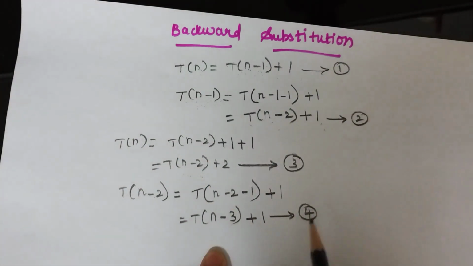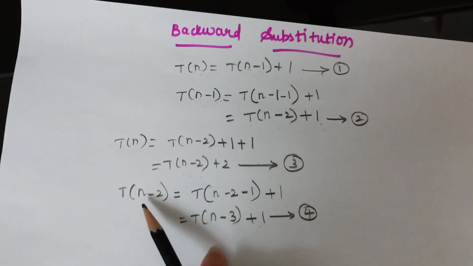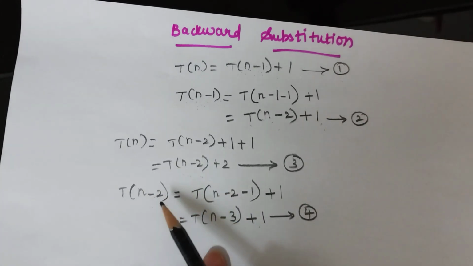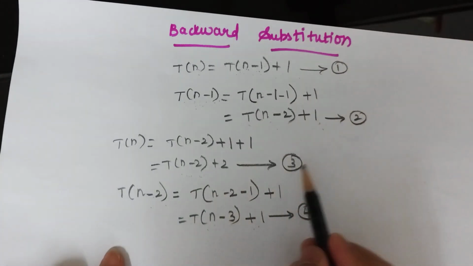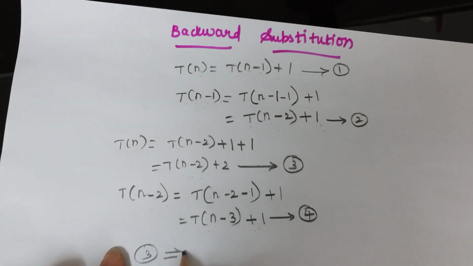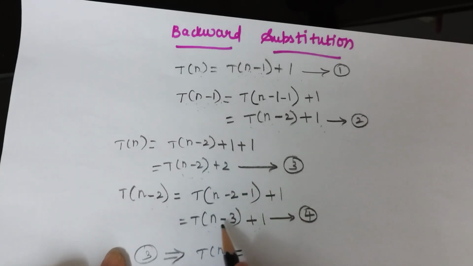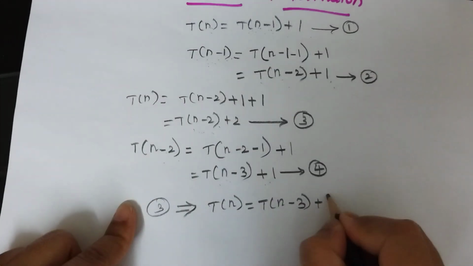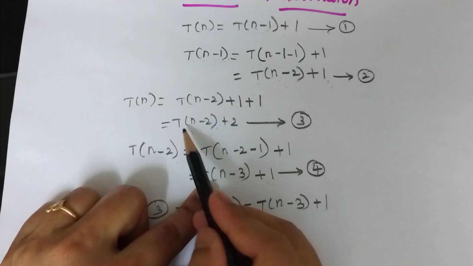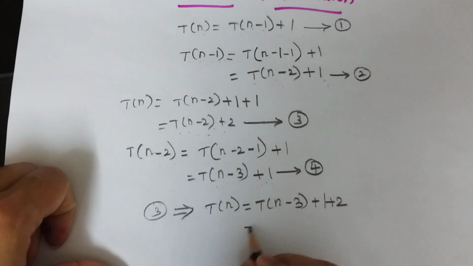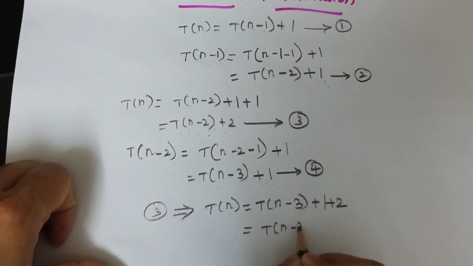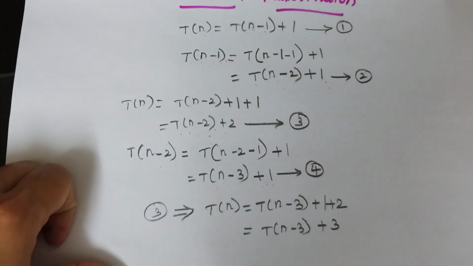Now what do I want to do? This equation I found for T(n-2), so I need to substitute it here. In equation 3, I am going to substitute T(n-2) as T(n-3) + 1. Then after this you have plus 2. Now how can I write this? T(n-3) + 3.